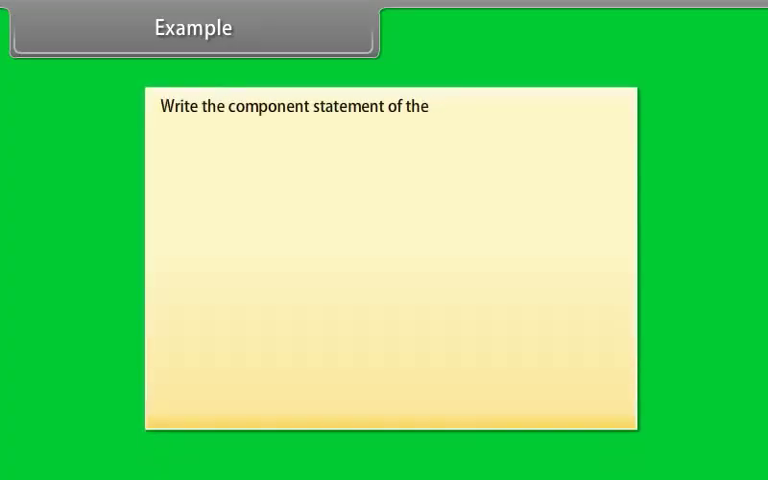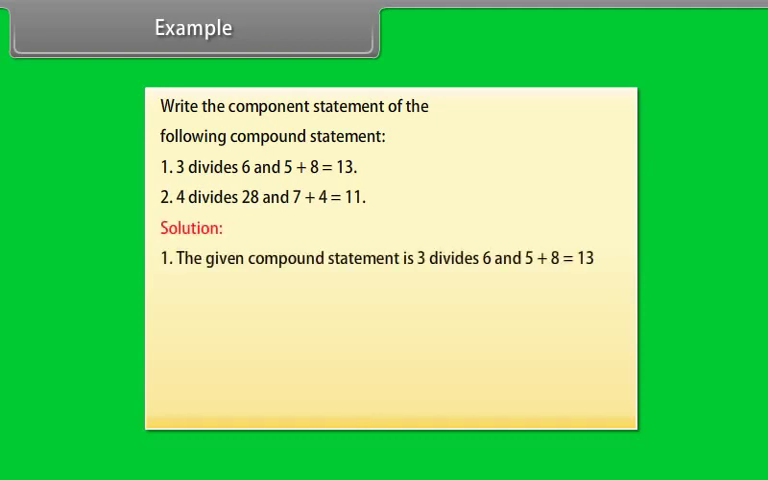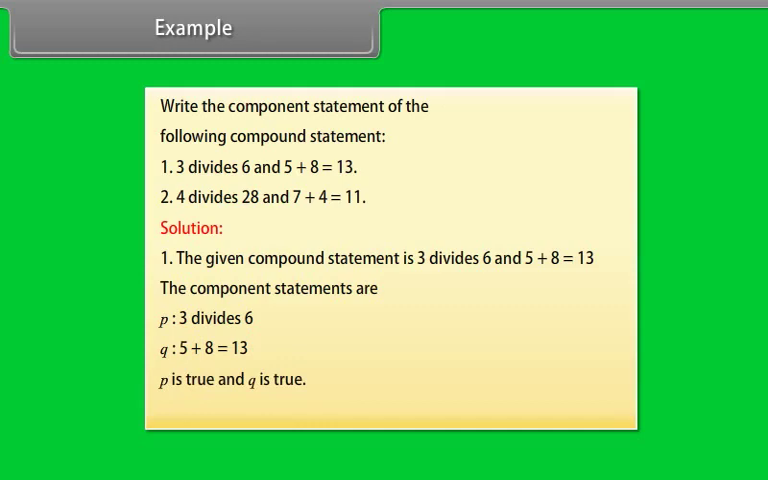Example: write the component statements of the following compound statements. 1. 3 divides 6 and 5 plus 8 is equal to 13. 2. 4 divides 28 and 7 plus 4 is equal to 11. Solution: 1. The given compound statement is 3 divides 6 and 5 plus 8 is equal to 13. The component statements are: P, 3 divides 6. Q, 5 plus 8 is equal to 13. P is true and Q is true. Hence, P and Q is true.